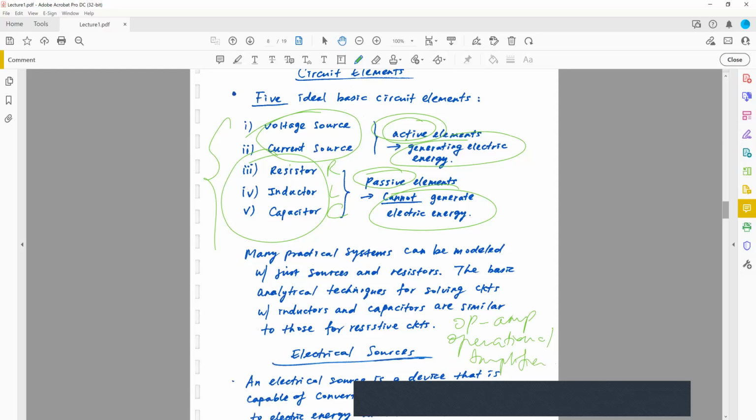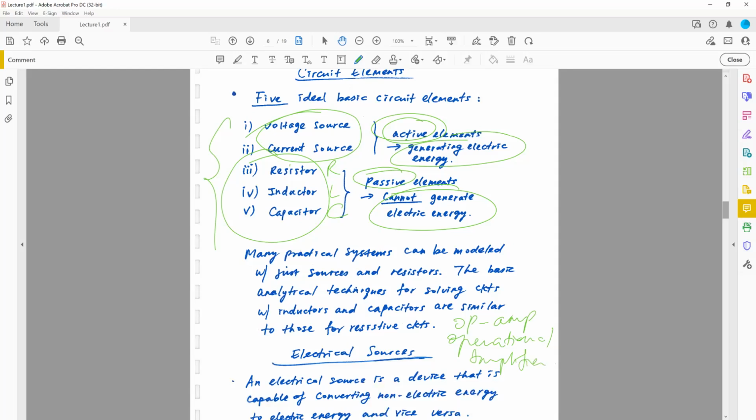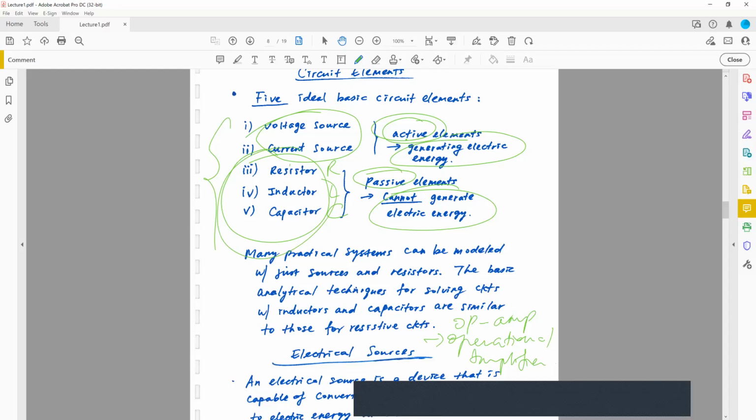It's considered a very versatile block for you to construct circuits with different functions. This is the so-called operational amplifier. To study the behavior of this operational amplifier, we can simply use a voltage source, current source, and some resistors to model the behavior of this block. This is something that we will learn in a week or so.